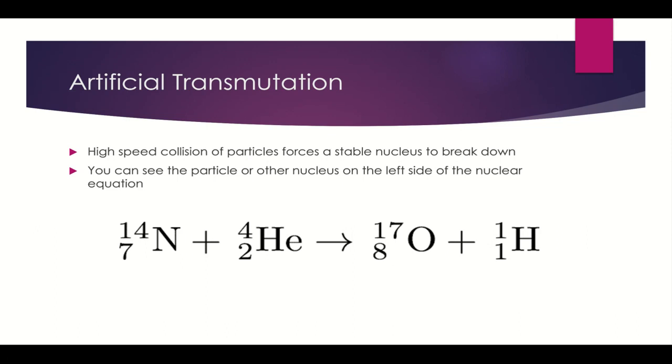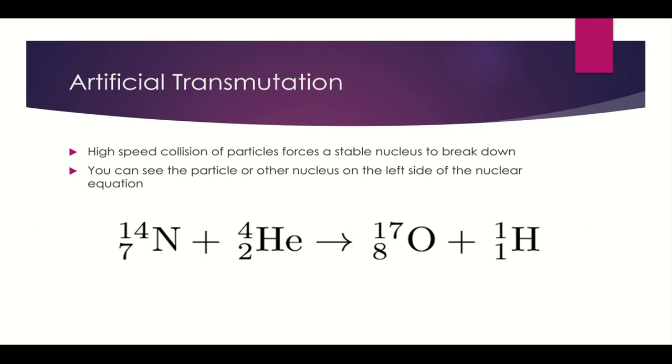So in this case, I have a stable nucleus in nitrogen 14, totally stable, totally normal, being collided with by an alpha particle. Remember, 4 over 2 He is an alpha particle. Don't forget you can look at Table O to look at the notation for alpha particles and protons and things like that. And now my nitrogen is going to change into oxygen 17 and a proton thanks to that collision. Now this has to happen at very, very high speeds, but it can allow for a nucleus to change.